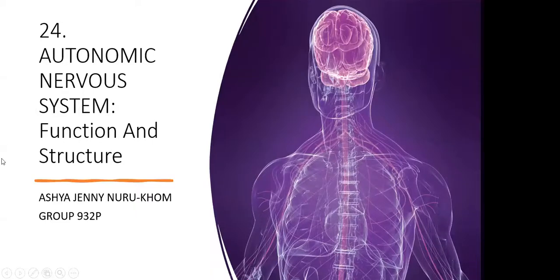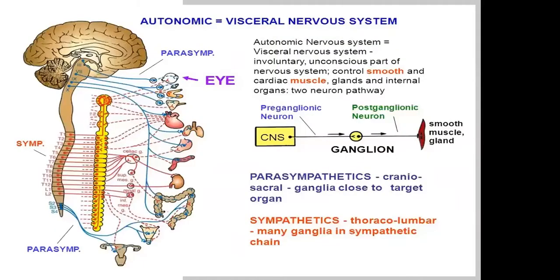Okay, so I will be talking about the autonomic nervous system, the functions and the structure of it. The autonomic nervous system is also known as the visceral nervous system. It's the involuntary, unconscious part of the nervous system. It controls smooth muscles, as well as the cardiac muscle, the glands, and the internal organs.